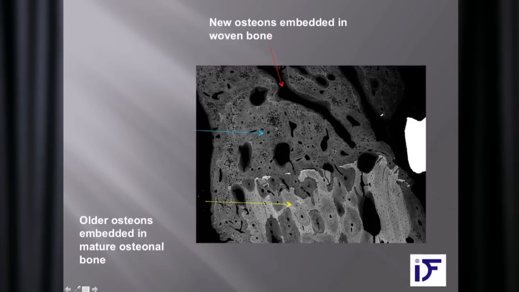What you see is also that the osteons down here in the old bone are more mature than the osteons up here in the woven bone. This is of course clear, the reason is clear. The reason is that first in the gap woven bone has to develop and then later osteonal bone is going to form.